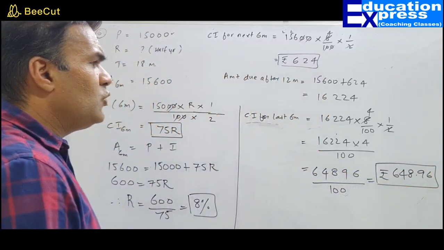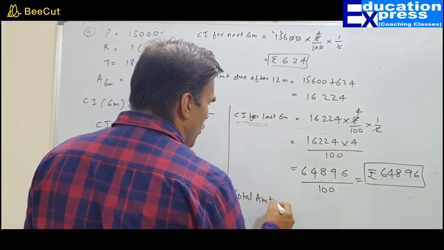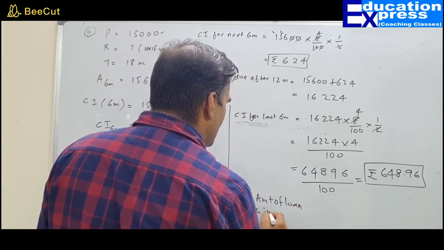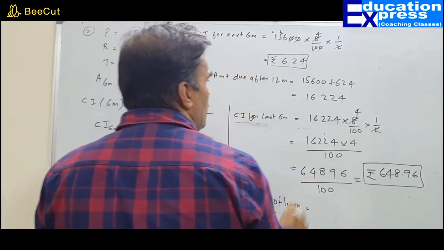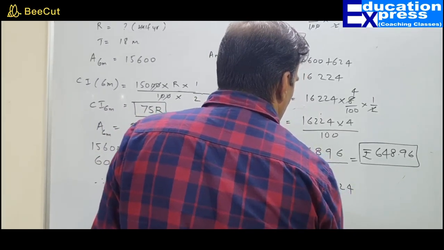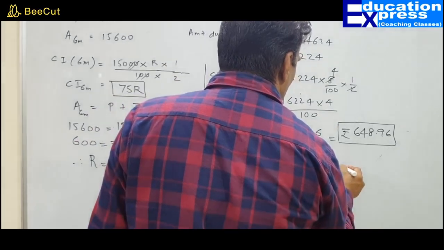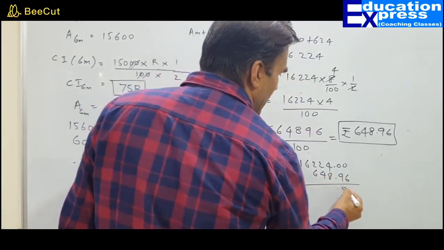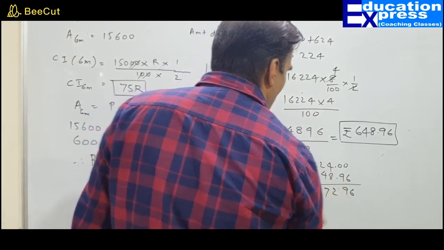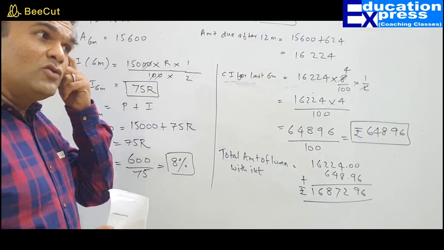So in case if Geeta wants to repay the entire loan, total amount of loan with interest would be, as you know very well my dear friends, 16,224 plus 648.96. Of course, this is the total amount that she needs to pay in order to clear the dues. How much it will come up to? It will be 16,872.